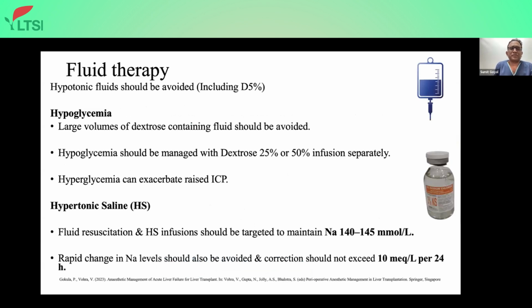Fluid therapy. Hypotonic fluids like 5% dextrose should be avoided as it can induce osmotic shift in intravascular and cerebral compartment. For hypoglycemia, large volume of dextrose containing fluid should be avoided. Hypoglycemia should be managed with 25% or 50% dextrose infusion separately. And also we should avoid hyperglycemia as it can exacerbate raised ICP.